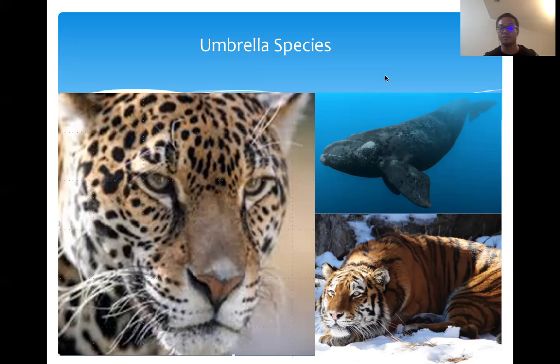And here you have a couple more examples, a right whale and a Siberian tiger, and a majority of the reason for selecting umbrella species is because of their very, very large home range. So once we have protected these areas, a majority of the time we indirectly protect the other species as well.